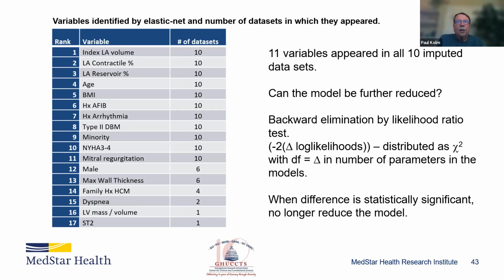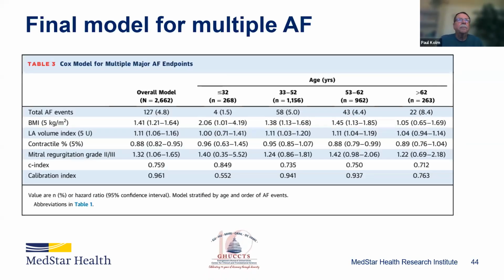And so when the likelihood ratio test is not statistically different, in other words, if the reduced model is not different from the larger model, then we can go with the reduced model. If it is statistically significant, then we can't reduce the model any further. So what we ended up with, and this is our table for the multiple, people had multiple endpoints.